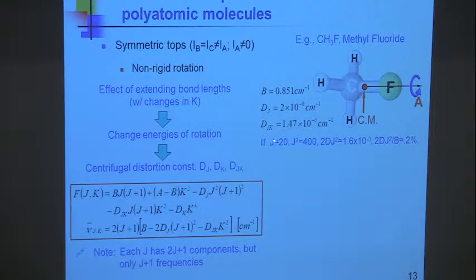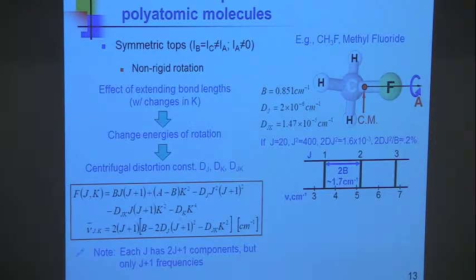Now, if you look at J of 20, for example, so that J squared is 400, and then look at the magnitude of some of these terms, you would find that they're pretty small. So generally, they can be neglected, unless you have high precision. So here's our spacing of the lines, 2B, which would be 1.7 wave numbers for different J's. That means all of the K's would be lumped together under that line.